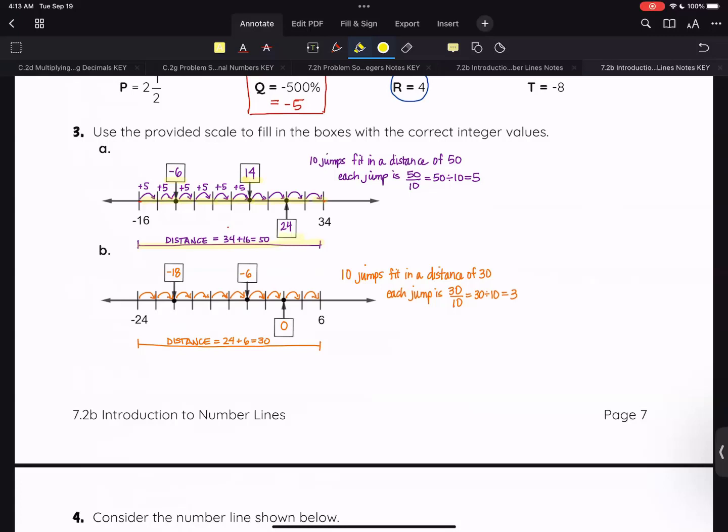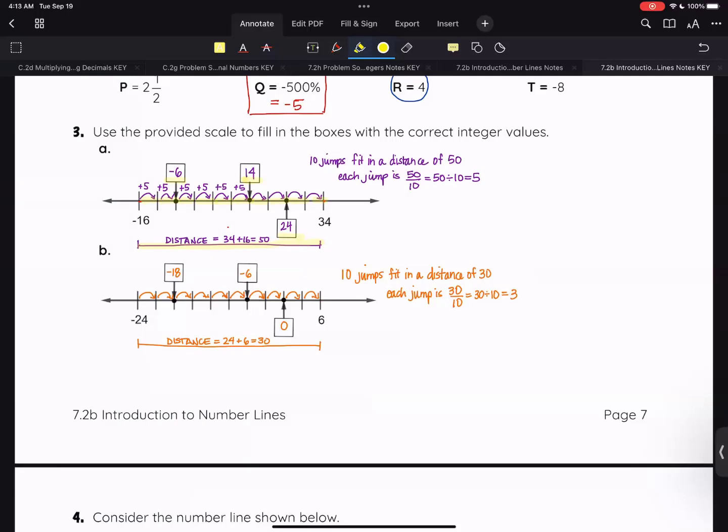B is done the exact same way. We would figure out the distance from negative 24 to 6, add those two values together, or I should say the magnitude of them, and it will be 30. And again, if I count my jumps, there are 10 of them. So 10 divided into 30 is going to be 3.